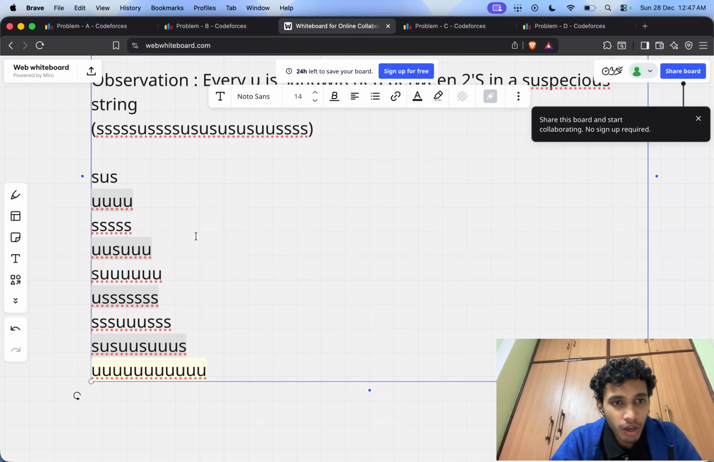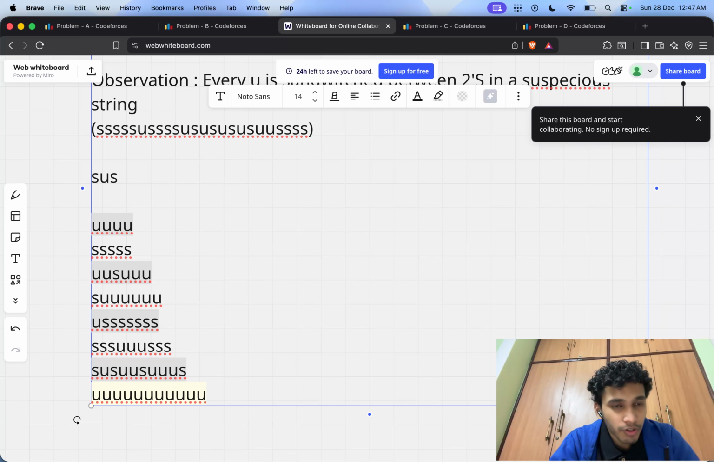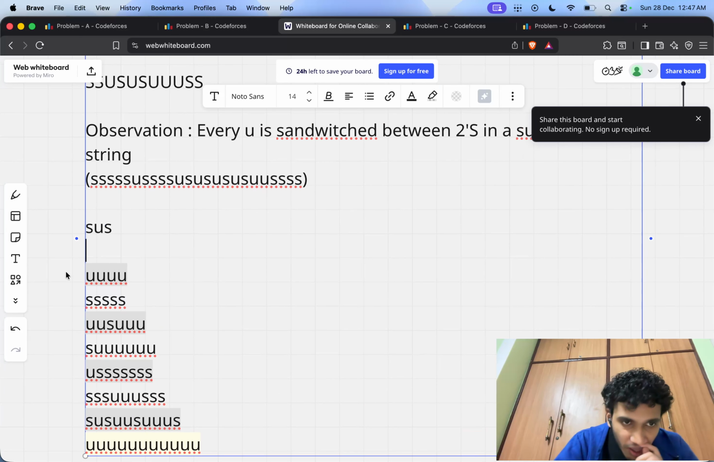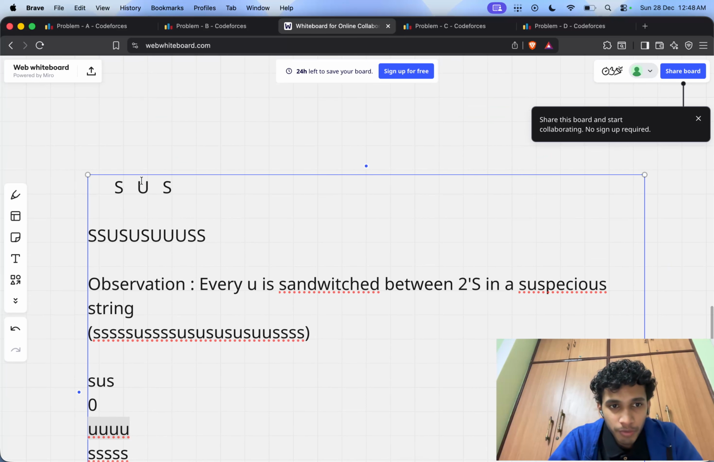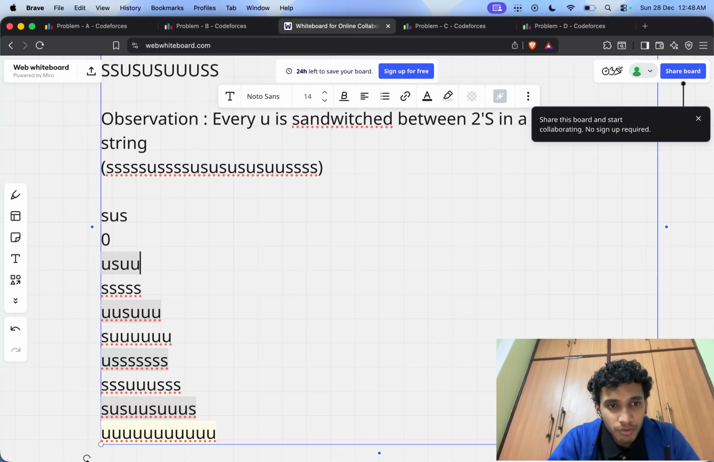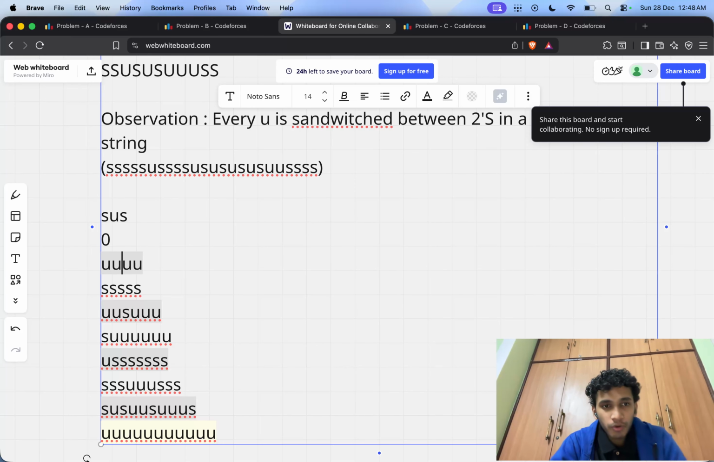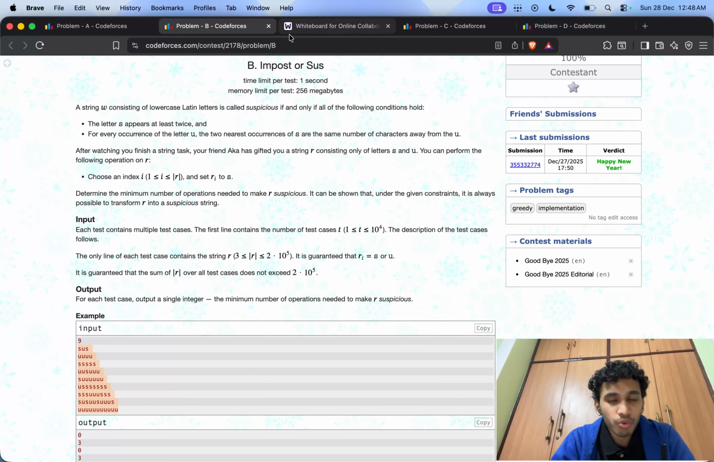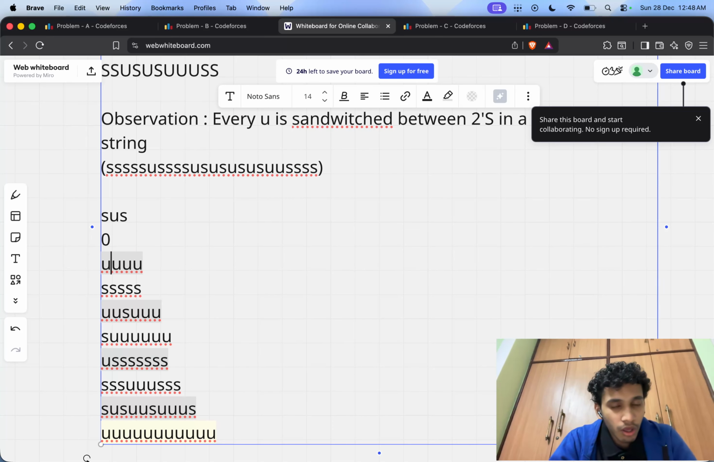Now let's start with all the test cases given to us. For the very first test case, it is SUS. Now every U is sandwiched between a S, so no operation is required. Now in this test case, there are some consecutive U's which is not possible as we have discussed. So we must replace some U's with S. Let's say we replaced this U. One more thing, we must have at least two S's. So it's better to replace this U with S.